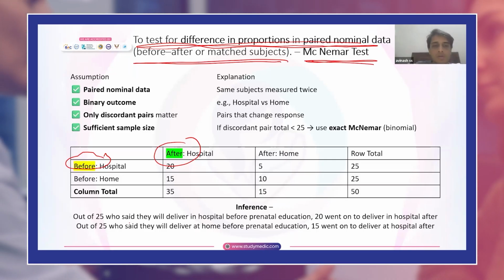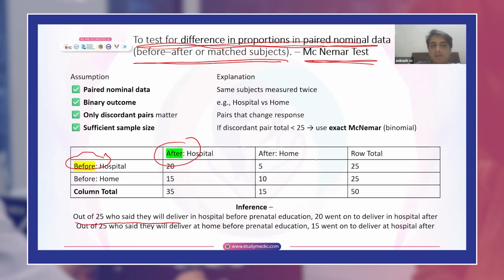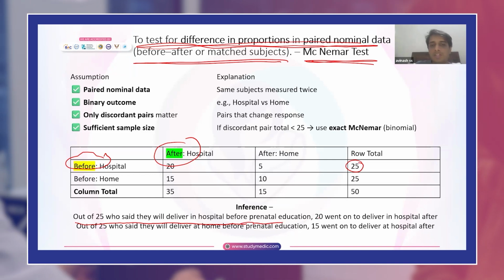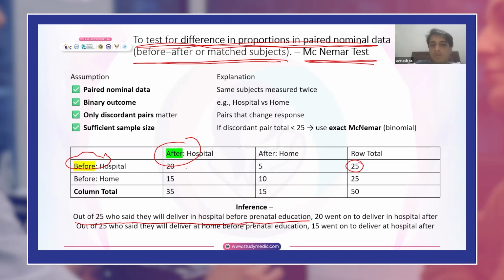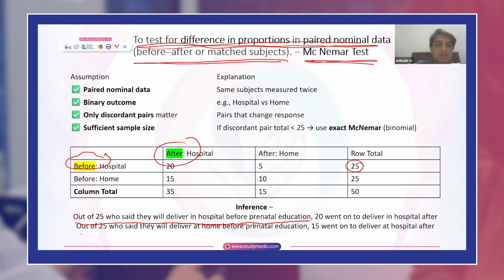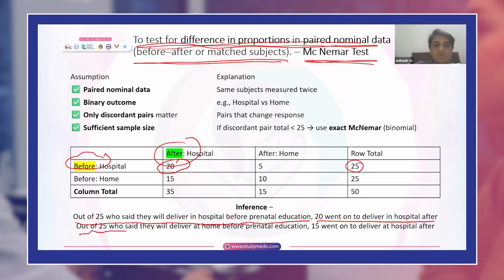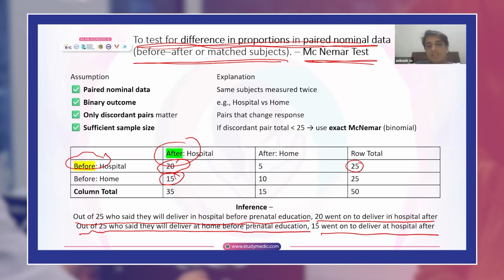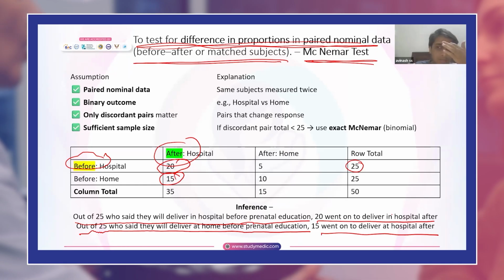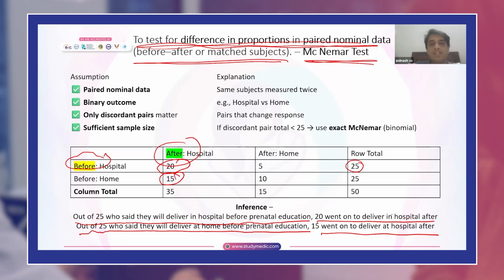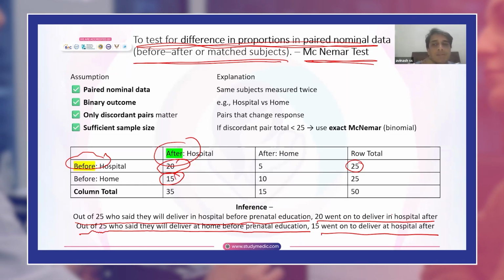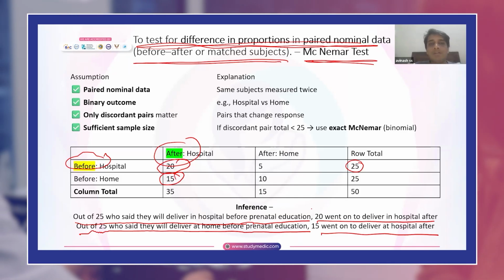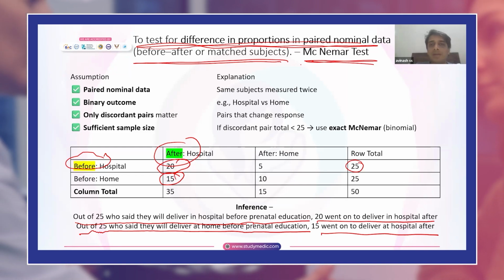So you can definitely see, out of 25 who said they will deliver in hospital before prenatal education, 20 went on to deliver in hospital after. Now, out of 25 who said they will deliver at home before prenatal education, 15 went on to deliver at hospital. So these are the discordant nominal pairs. In such a condition, if you want to find out the significance of the difference in whether the categorical variable changes in a before and after type of situation, we use what is called the McNemar test.